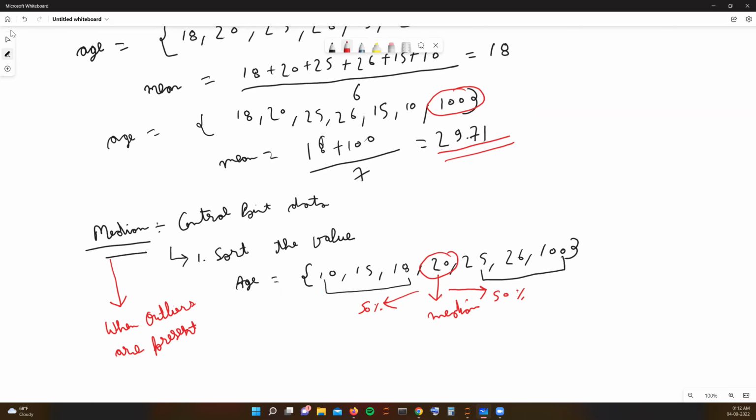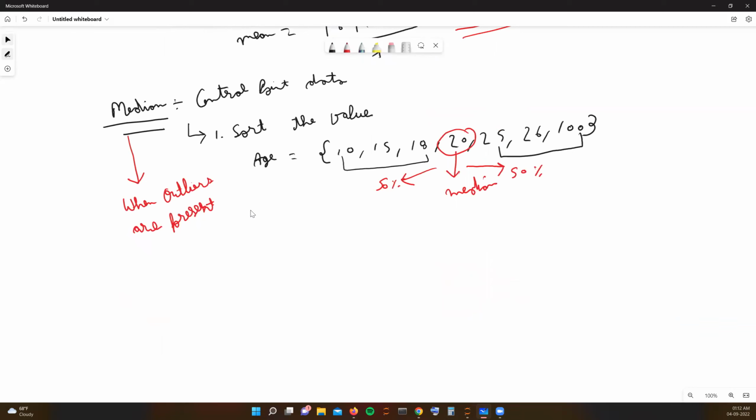Now the third one is mode. Mode is basically the value that is repeating the most number of times in the data. The highly frequent value in your data will be your mode. So this is basically used when we are dealing with categorical data.